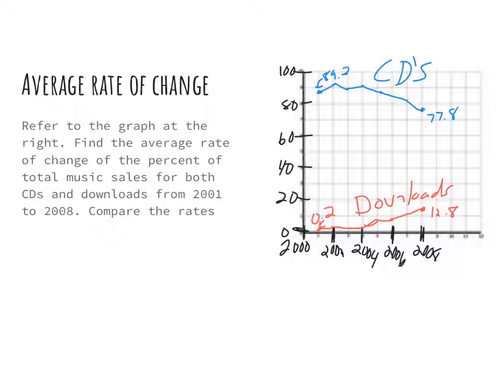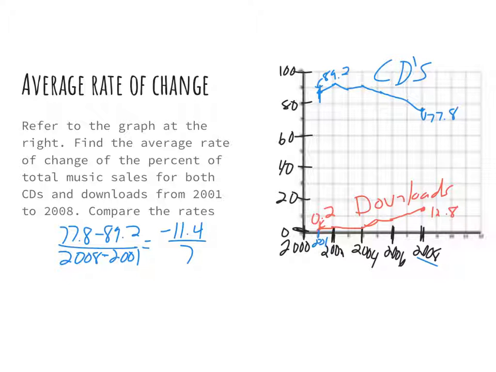is down here. Okay, so for CDs, you'll notice that I've got this first point here at 89.2. That's at 2001. And then 77.8 is down here at 2008. So y minus y over x minus x. Okay, so 77.8 minus 89.2. That gives us a negative 11.4. And on the bottom, 2008 minus 2001 is 7. Okay, so if I divide that out, I would get roughly negative 1.63.